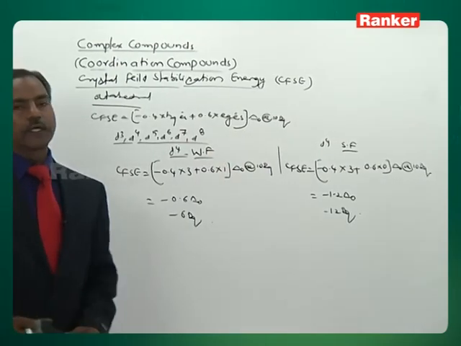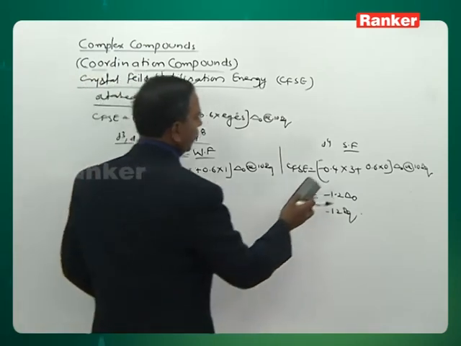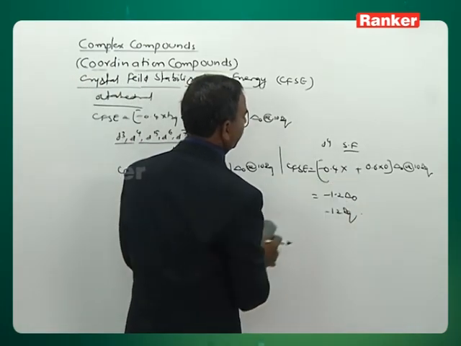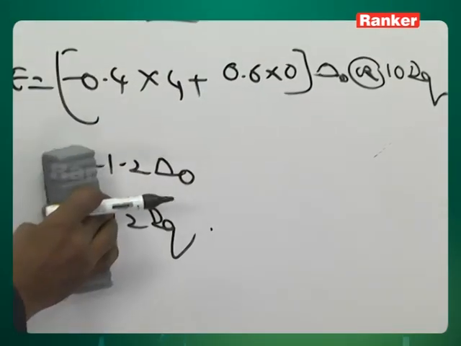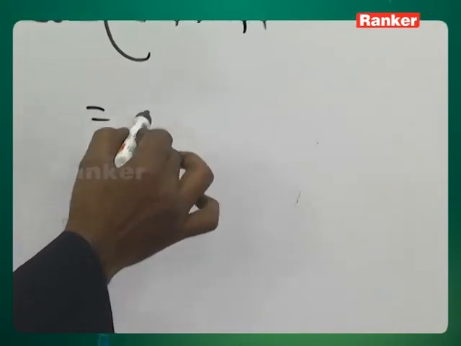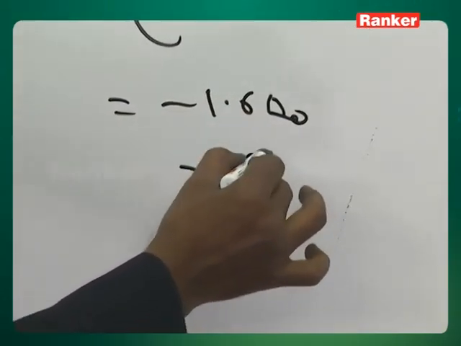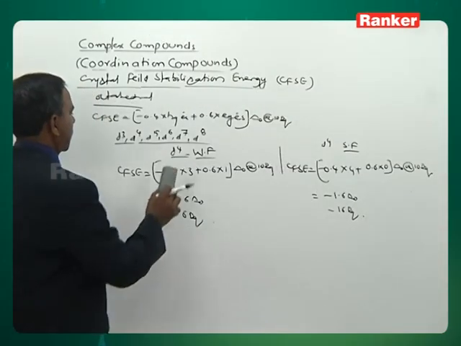Now, coming to the strong field distribution, check it. Instead of t2g3, it is t2g4. It is 4 electrons in t2g4. Then the value comes to be minus 1.6 delta O, or minus 16 Dq. Next, take d5.